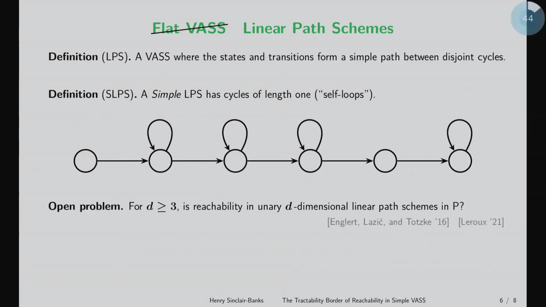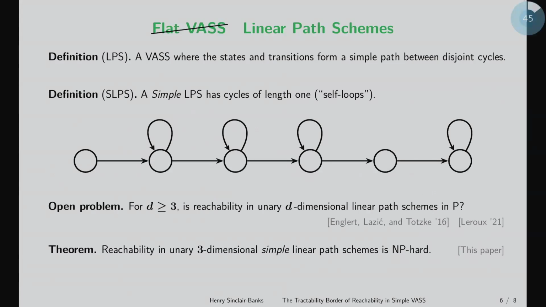And it was asked whether there was any constant dimension greater than or equal to 3 for which reachability was in P. Because remember, in dimensions 1 and 2, it's already in NL. So what about for a higher dimension? No. For dimension 3 already, even in simple linear path schemes, the problem is NP hard. And now a technical slide, so you can go to sleep.